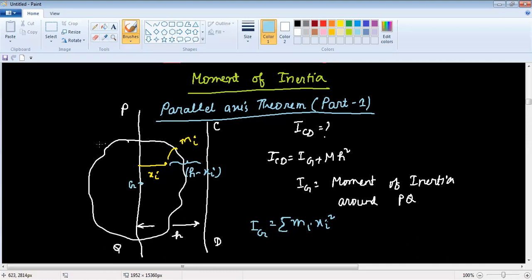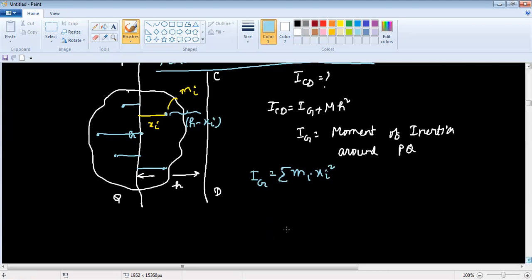Why summation? Because the object is a combination of so many particles like this one, this one, this one. So if we want to calculate the inertia of the whole object, we have to add the inertia of these little particles. That's why the summation sign is used. Now, for ICD, this can be written like this: summation of mi (h minus xi) whole square.